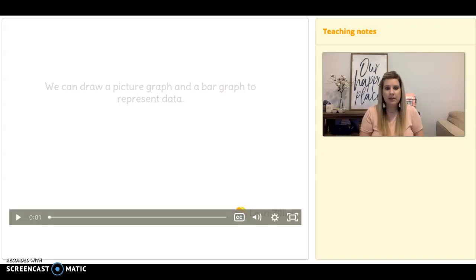On Tuesday, we talked about graphs and how a graph is an easy way to organize data or information. We talked about two types of graphs: a pictograph or a picture graph, and a bar graph. Today we're going to talk a little bit more about what we do with that graph once we have our information on it. Specifically, we're going to talk about how we can answer questions about what's on the graph. So let's go ahead and take a look at this video and then we'll come back and talk for a bit.